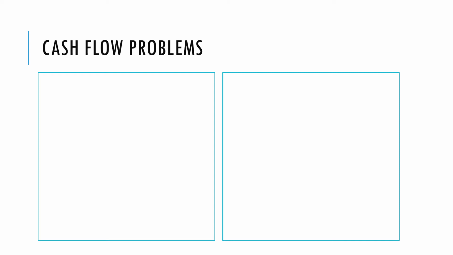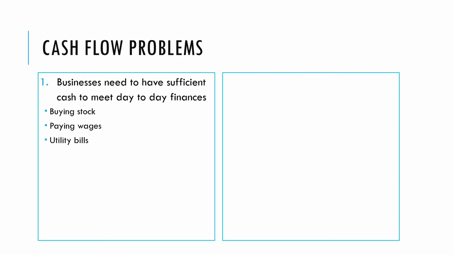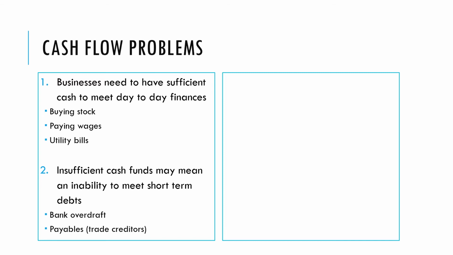So cash flow can cause a number of problems for a business, the biggest one being that they run out of cash, go insolvent and end up having to stop as a business. Businesses need to have sufficient cash to meet their day-to-day finances, like buying stock, paying their staff, or their energy bills. If they don't have enough cash, they may be unable to meet any debts that they owe, maybe pay off their overdraft or pay any money to suppliers that they've agreed to pay in the future.